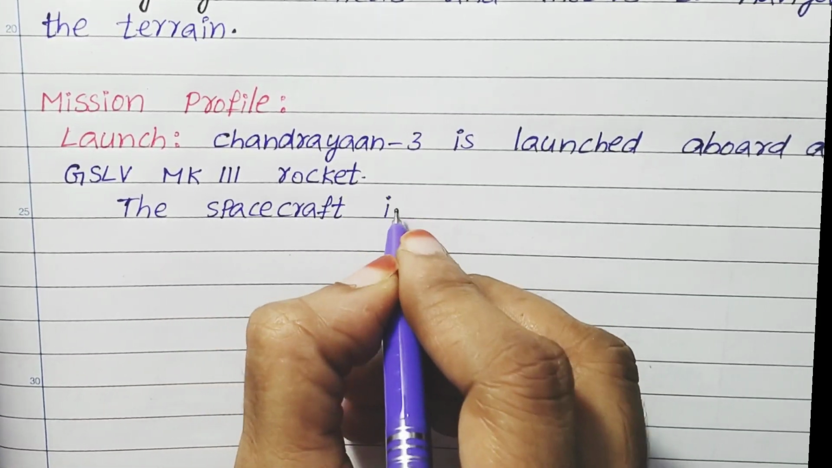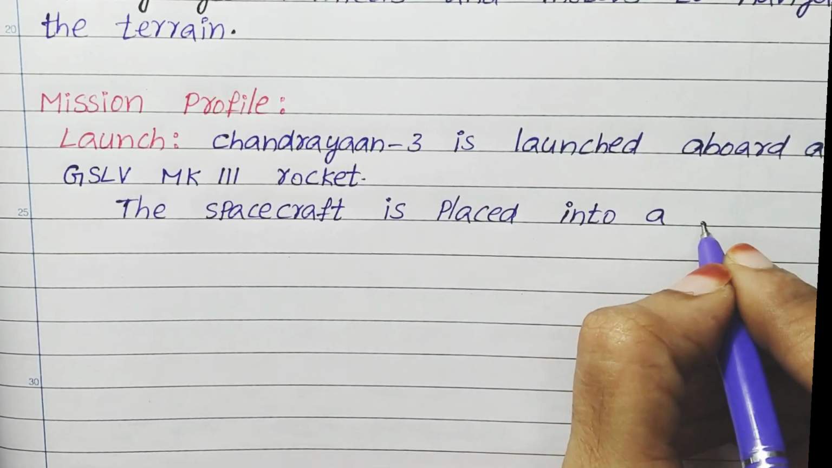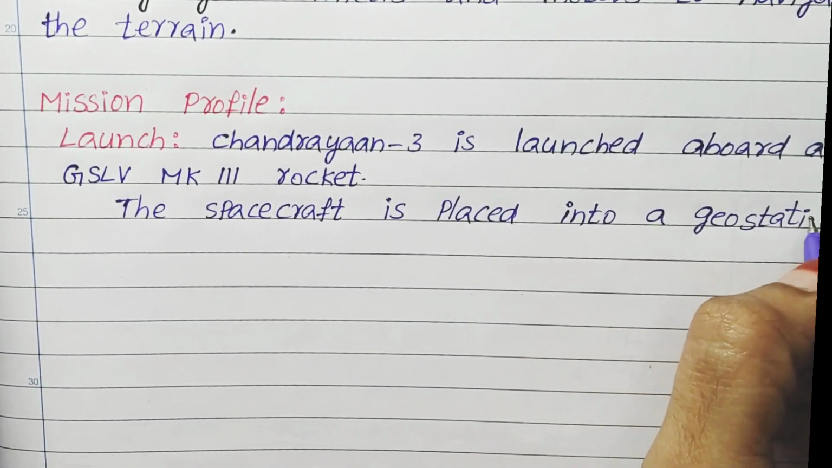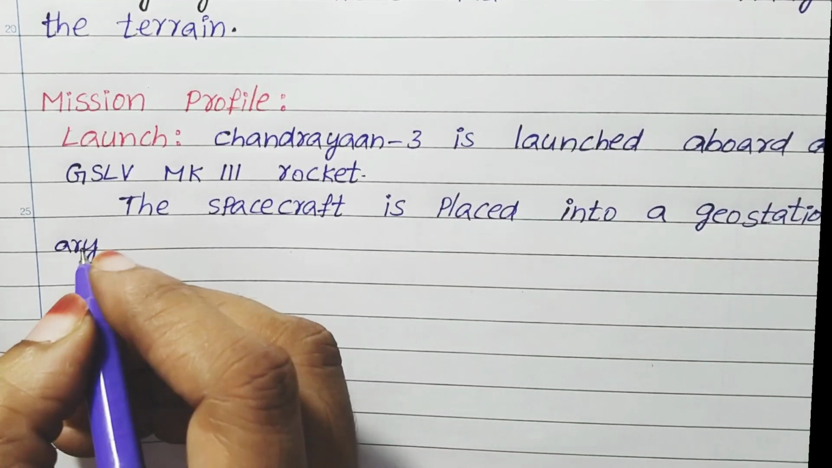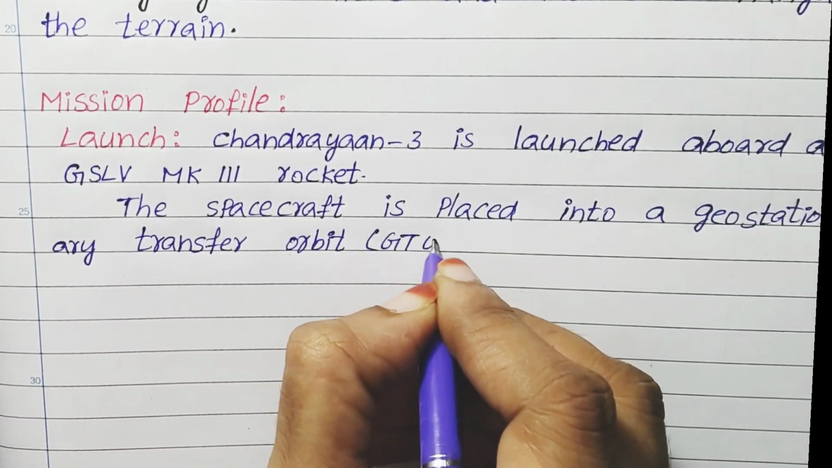Mission profile. Launch. Chandrayaan 3 is launched aboard a GSLV Mk3 rocket. The spacecraft is placed into a geostationary transfer orbit.